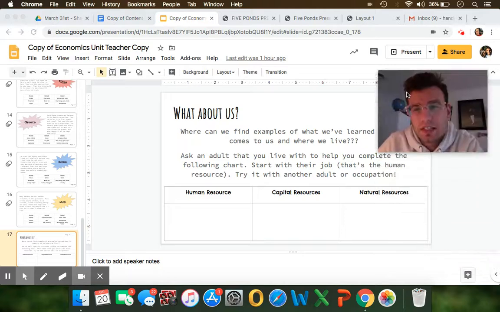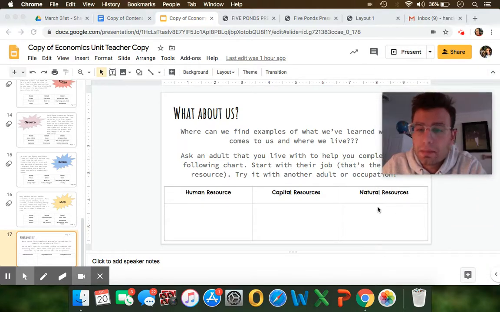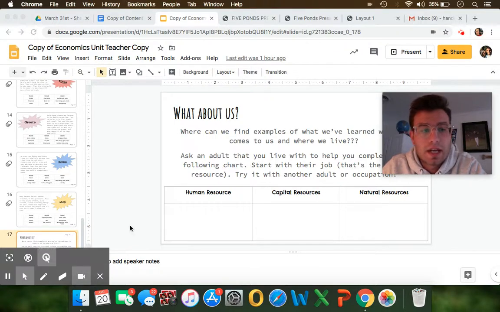Lastly, this is usually the hardest one, think about some natural resources that they have to have for their job. It may not be directly using the soil, or directly using trees, but think about it. If they're using paper, that's a capital resource, but that paper comes from somewhere, okay? That paper comes from trees, which is a natural resource. So not all jobs directly use natural resources, but somehow, some way, natural resources are needed to complete any job. So enjoy that with the adult that you are working with.